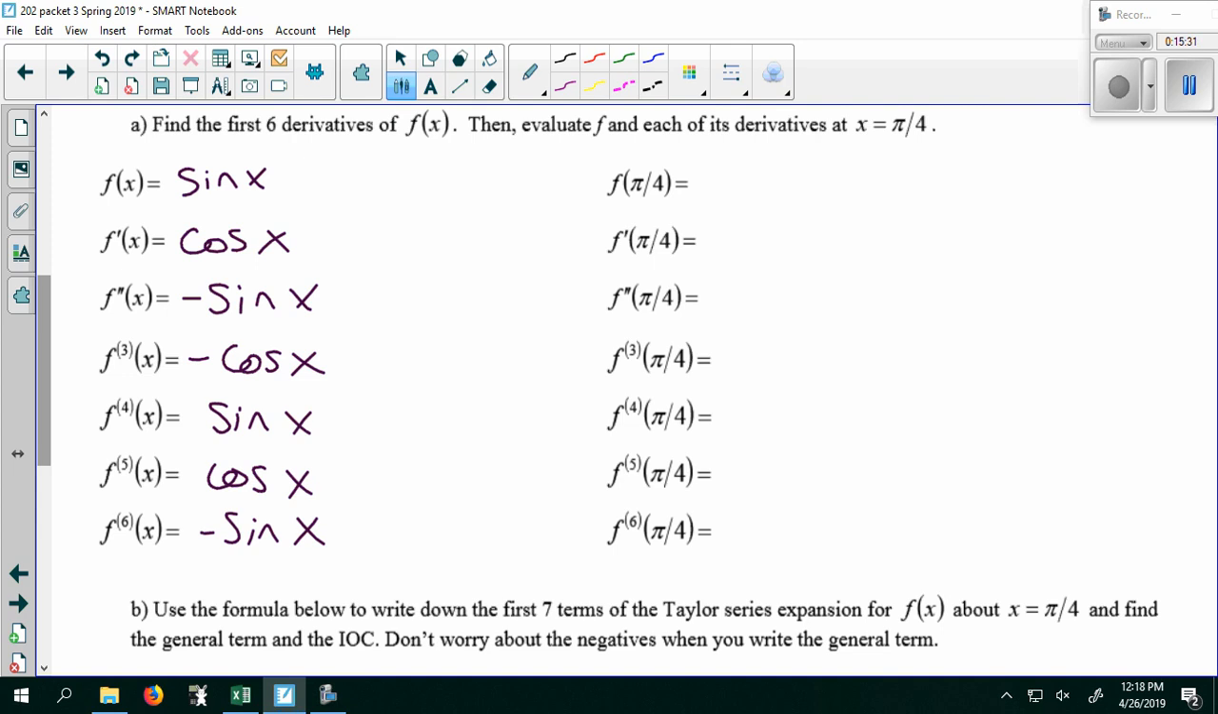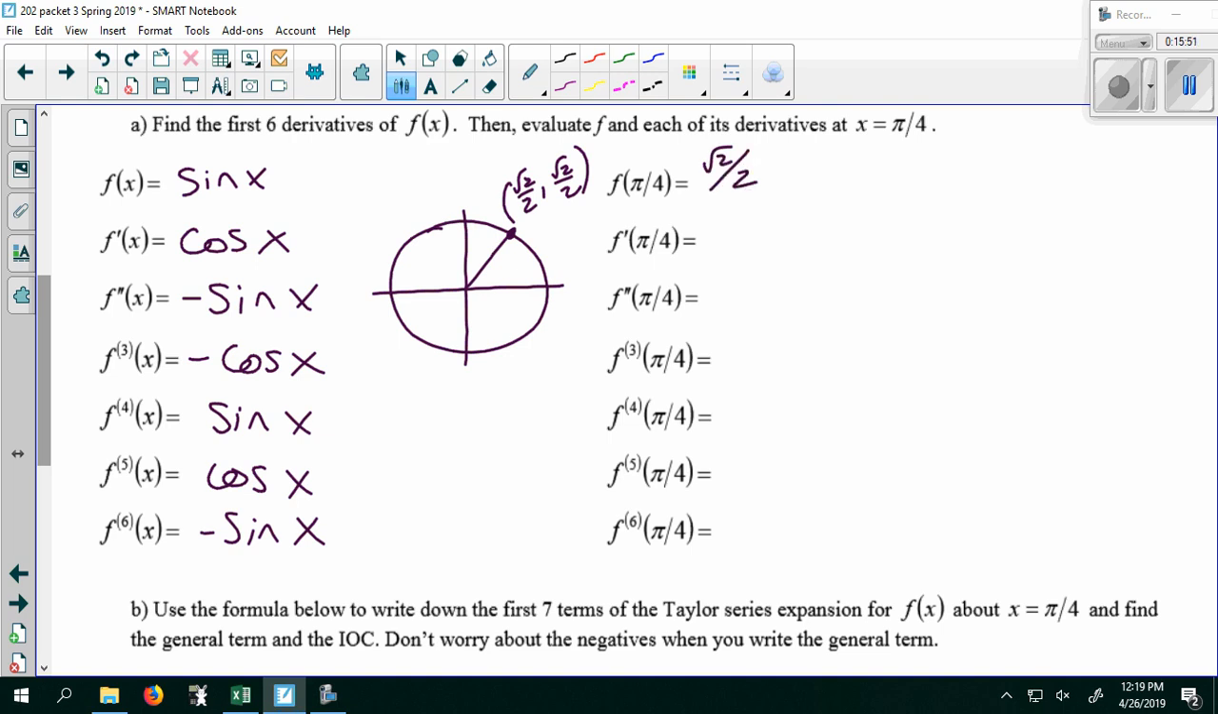Plug in pi over 4. So it might be helpful to be glancing at a unit circle here. Pi over 4 is right here. The coordinates of that point are root 2 over 2, comma root 2 over 2. So the sine is the y coordinate and the cosine is the x coordinate. So sine of pi over 4 is root 2 over 2. Cosine is root 2 over 2. The negative sine is negative root 2 over 2. Negative cosine, then the sine, root 2 over 2. Cosine, root 2 over 2. And negative sine is negative root 2 over 2.